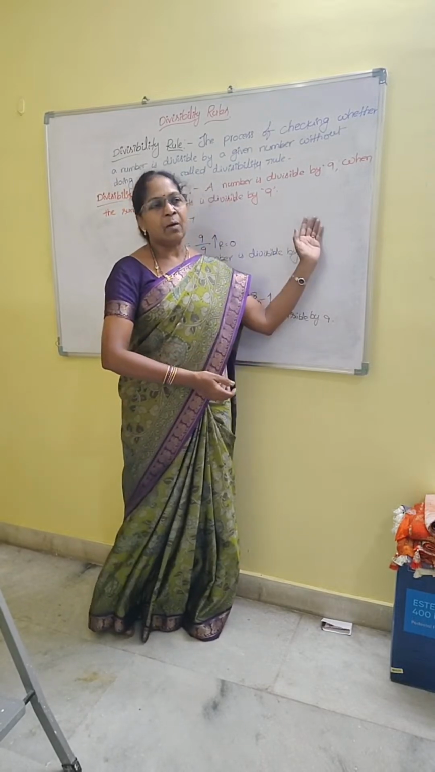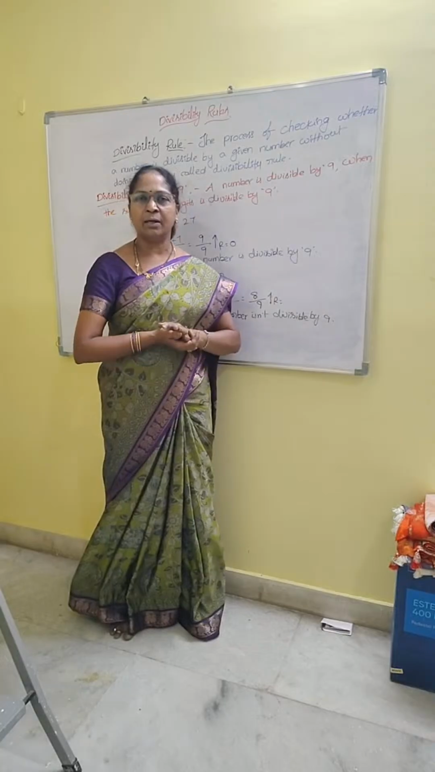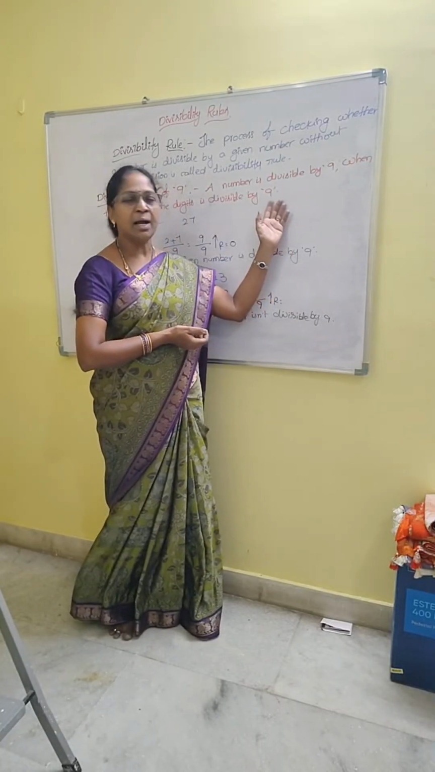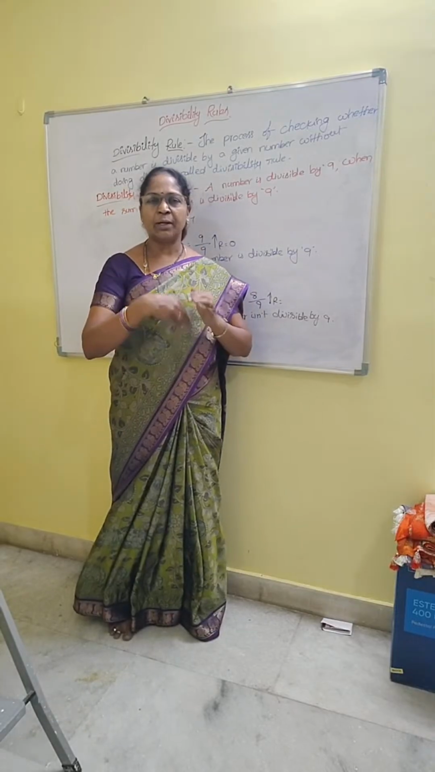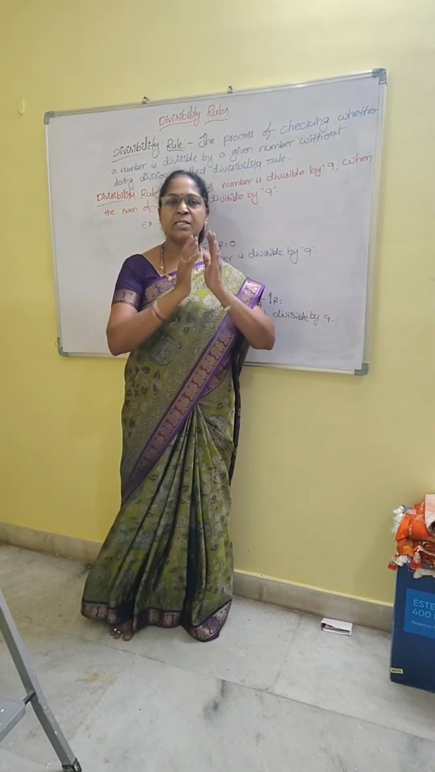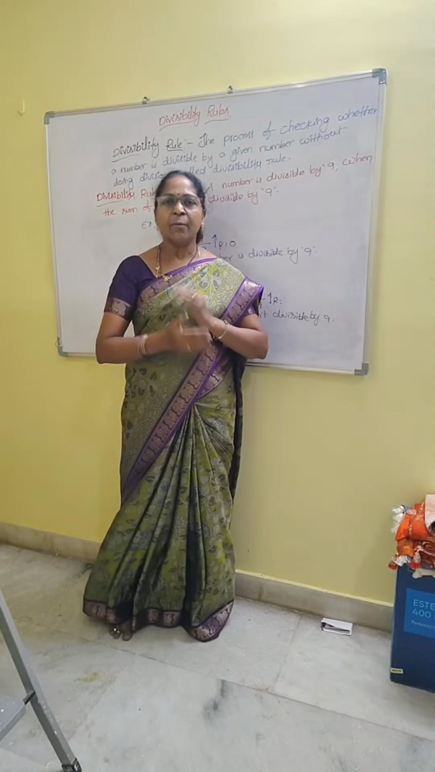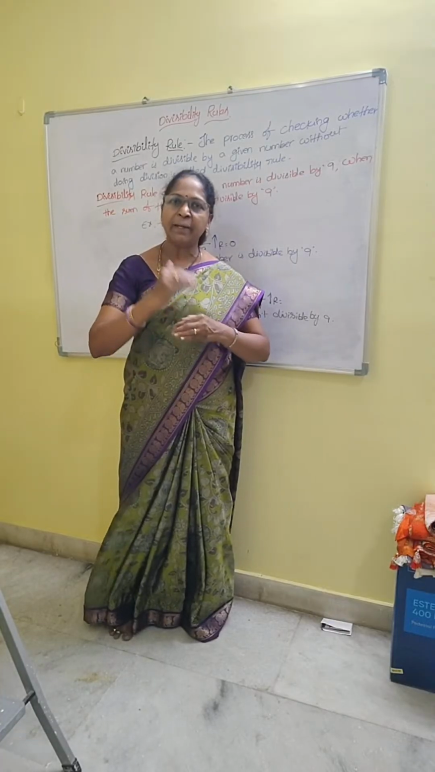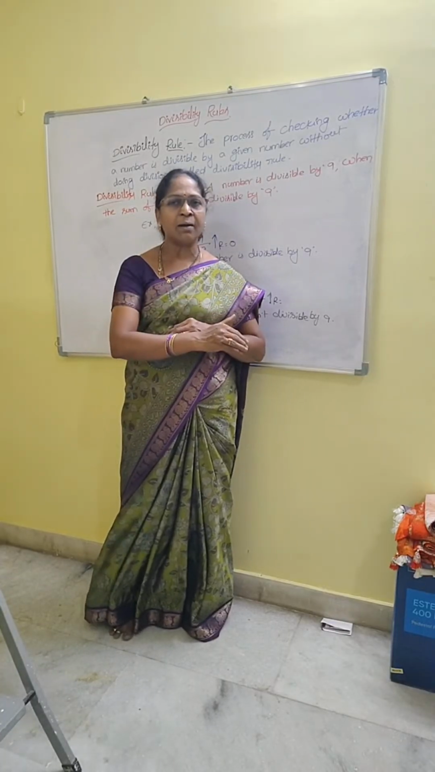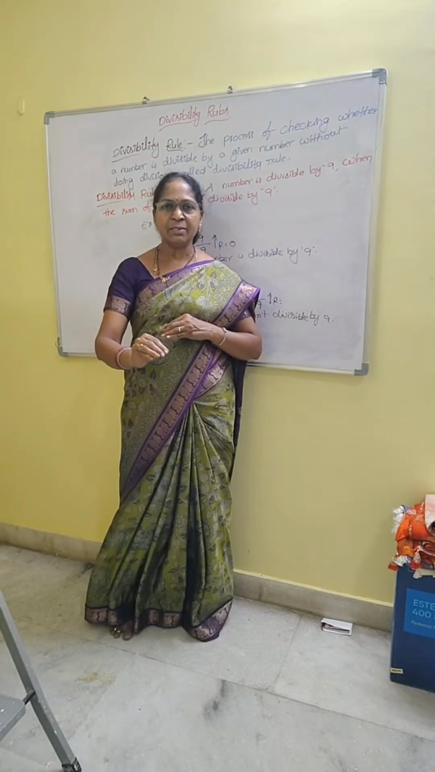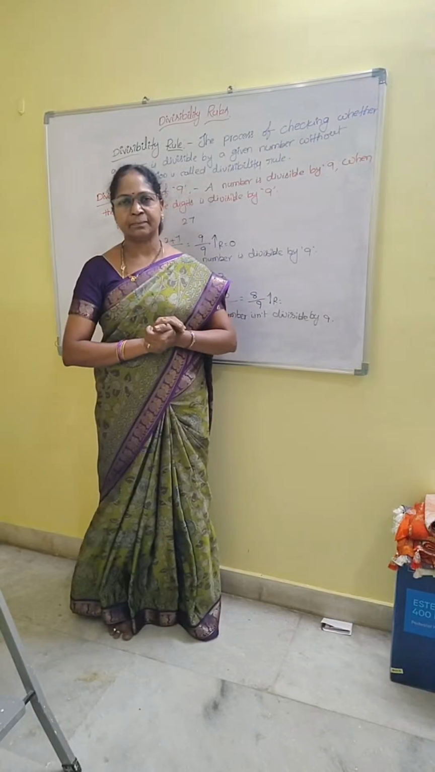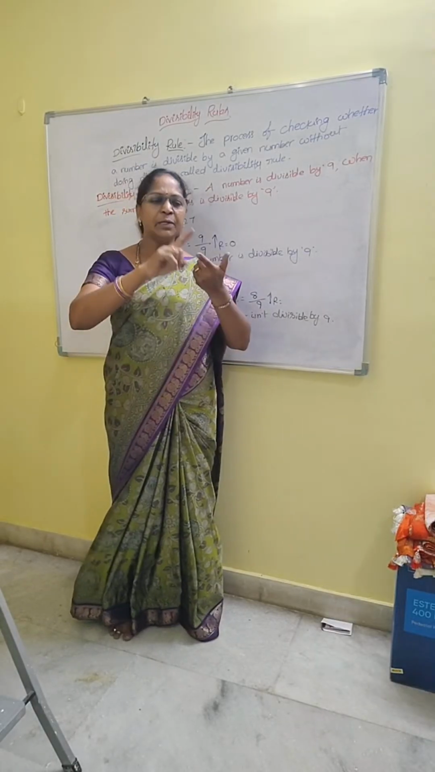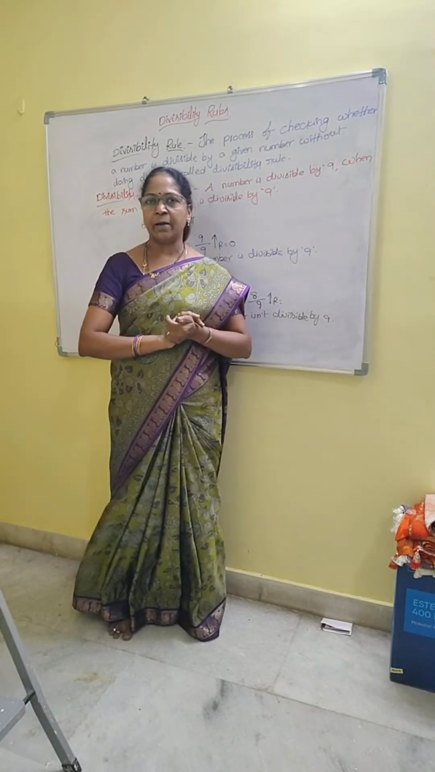Okay, today's class we will revise. The first one is the divisibility rule, which I already explained. This is a process of checking whether a given number is divisible by another given number or not without doing division. That process we call the divisibility rule. And how many divisibility rules do we have?